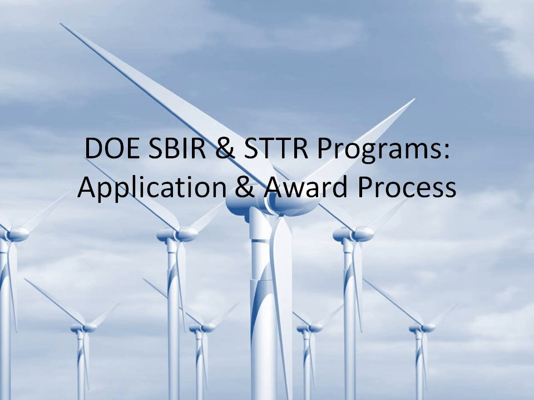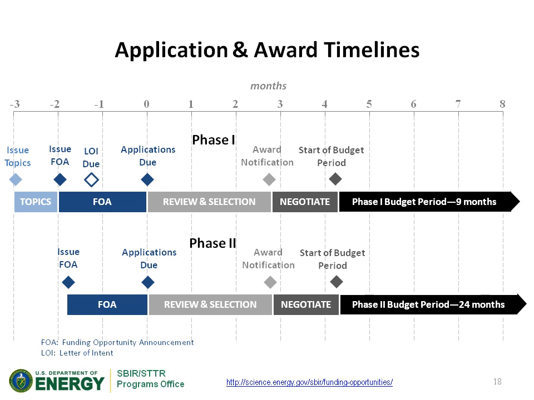Next, I'm going to go through the whole application and award process. And again, this is really targeted at folks who've not applied to our program so they understand the timelines and the process for applying. So here's our timeline. And the scale here is in months. Starting with 0 is when your application is due. And I've shown the timeline for Phase 1 and Phase 2.